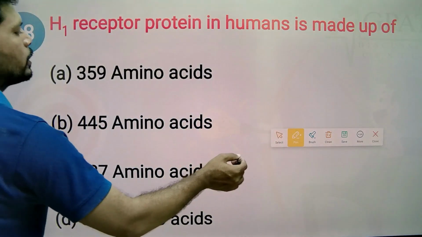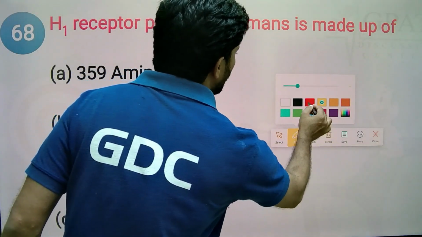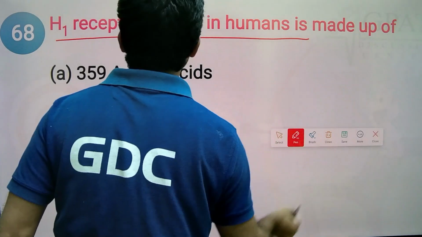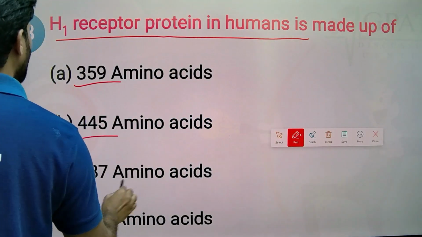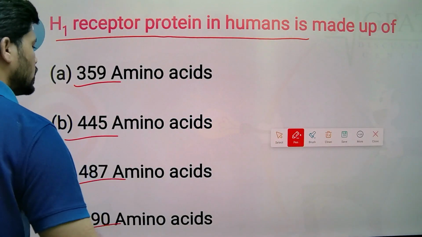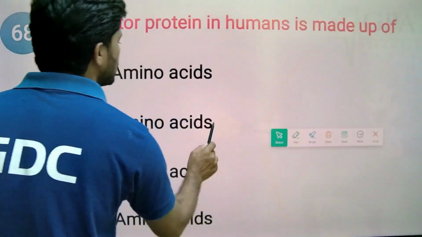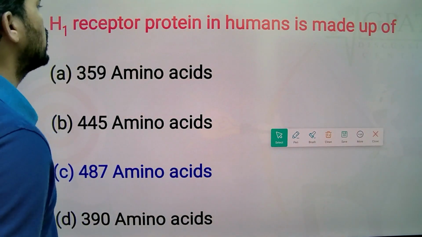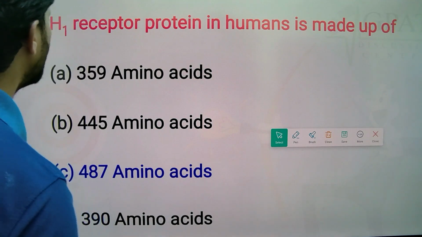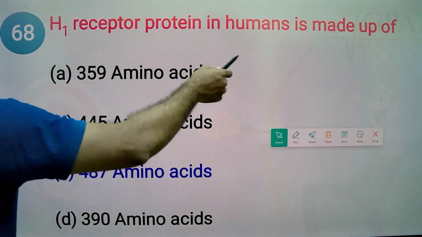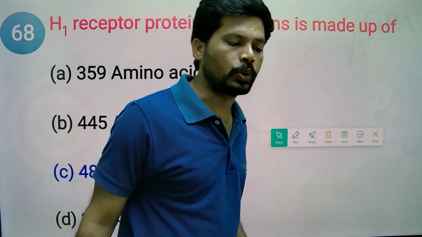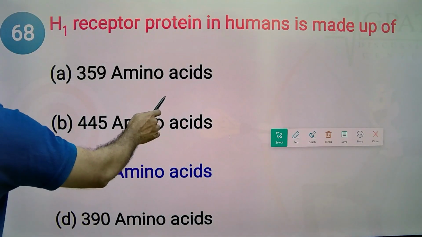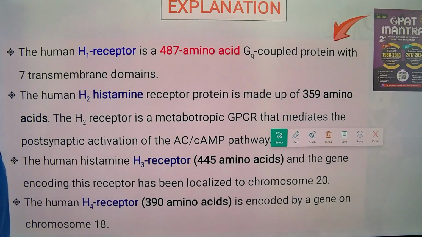Receptors are nothing but proteins, and proteins are large molecules. The H1 receptor in humans is made up of 487 amino acids. Don't worry, these questions are very rare. Receptors are protein in nature, and H1 receptors, which are histamine receptors, belong to the G protein coupled receptors. 487 amino acids are present in the H1 receptor protein domain.